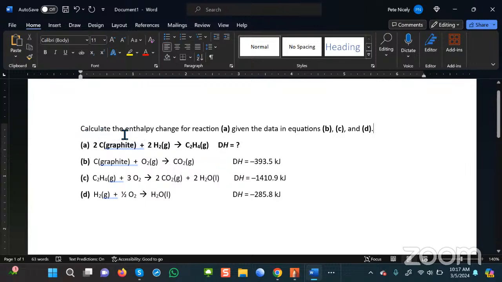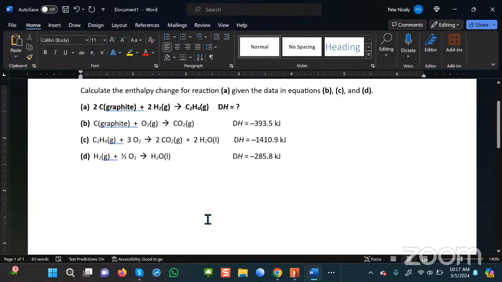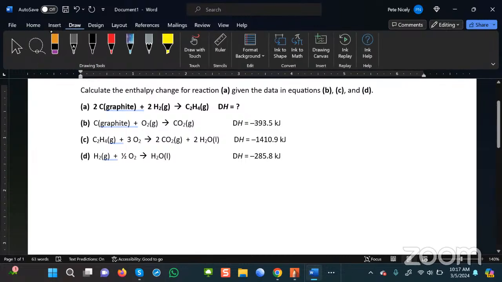Okay, so this is a question. It says, calculate the enthalpy change for the reaction A, which is this reaction right here, right? Delta H is what they're asking for, given the data in equations B, C, and D. So they gave you these equations here, and their corresponding delta H values. So this is the way you'd approach solving this kind of problem. What you're going to do is look at each of these equations and compare it to the equation for which you're trying to find delta H, right?